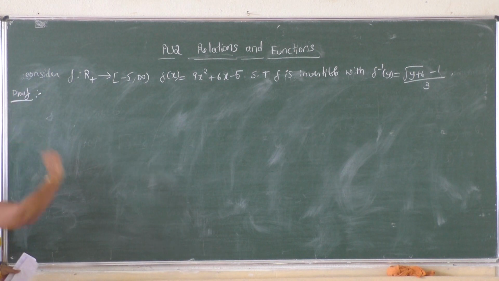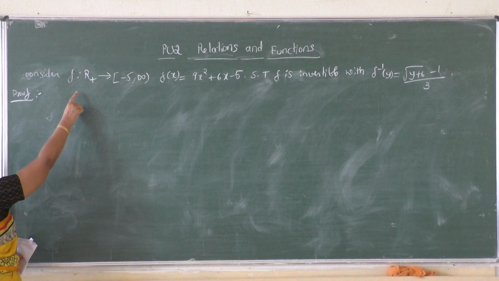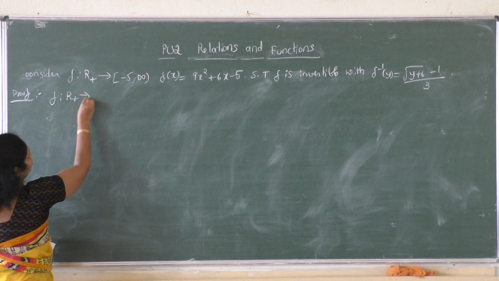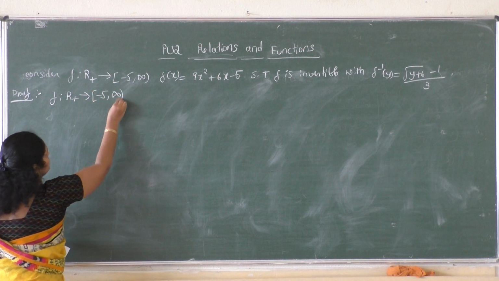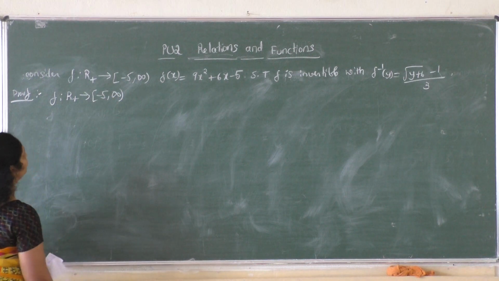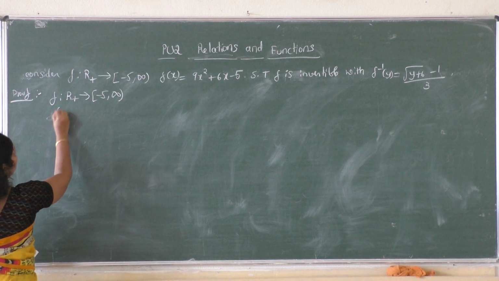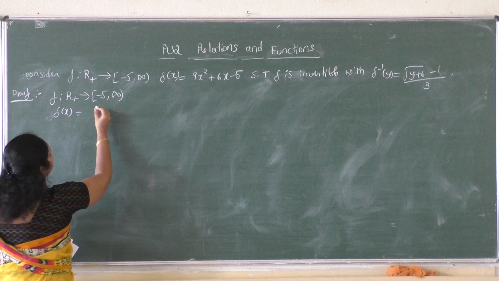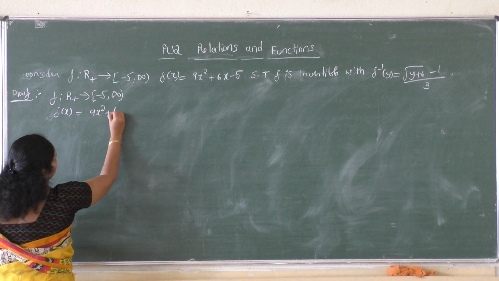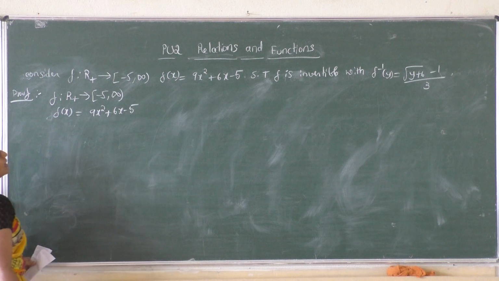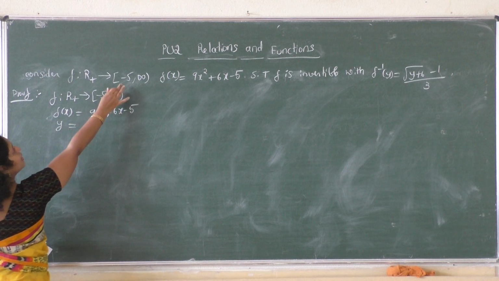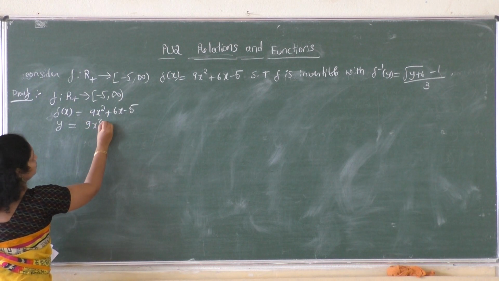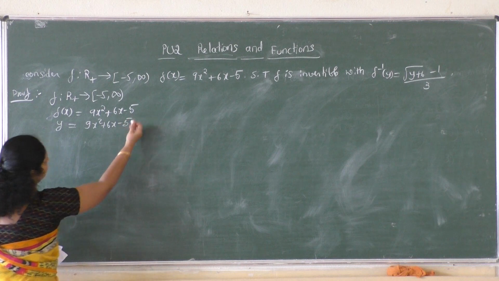Okay, same procedure we have to follow. First write f from R plus to the half open interval minus 5 to infinity. Then f of x is an element that belongs to this interval. f of x equal to 9x square plus 6x minus 5. Then let us take y, which is this set element, that is codomain set element y. y is 9x square plus 6x minus 5.